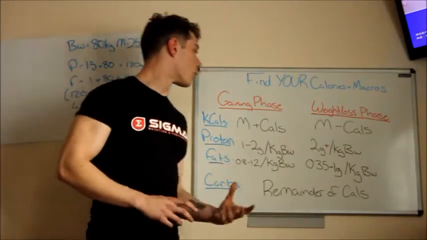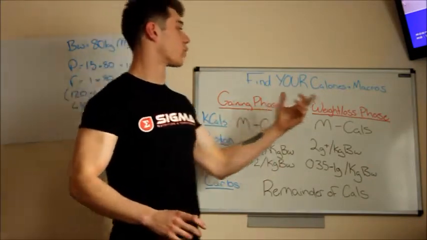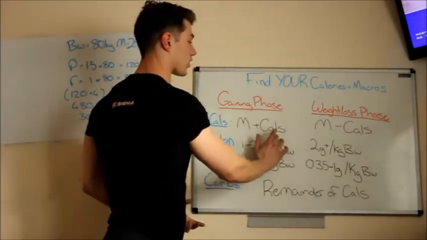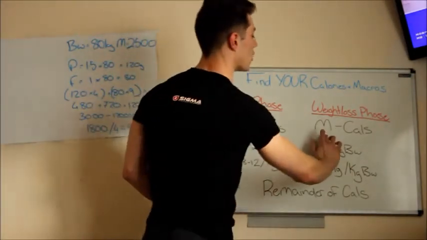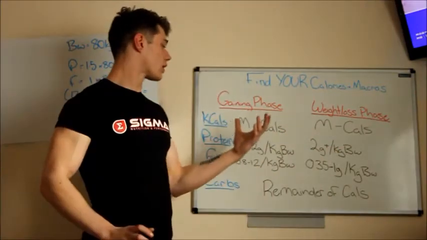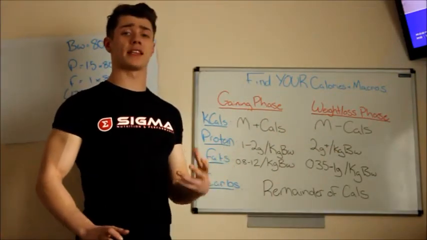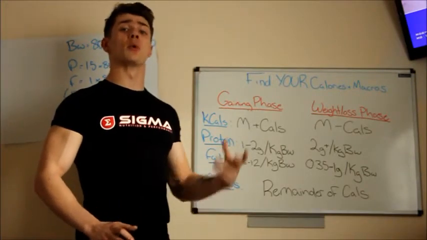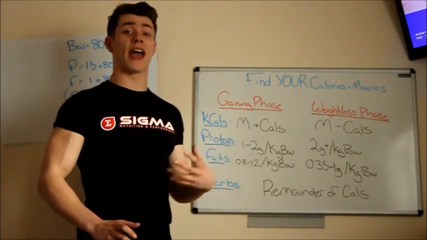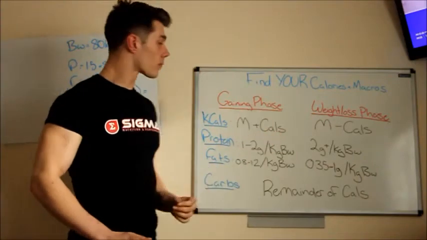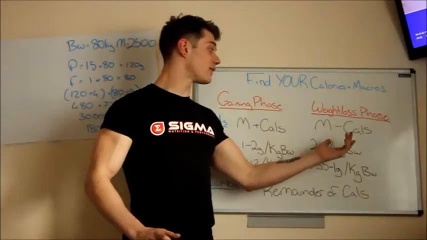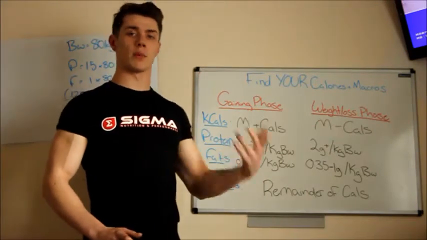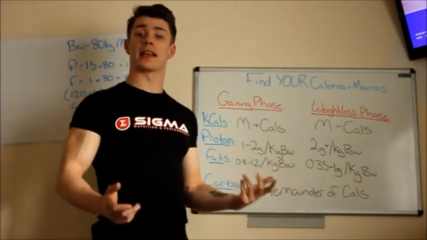So now, when going into either a gaining phase or a weight loss phase, in a gaining phase you add on extra calories, and in a weight loss phase we're going to remove calories. A gaining phase means we want to go into a calorie surplus, so we're taking in more energy than we are expending. And it is the inverse for our weight loss phase. We are trying to take in less calories than we are expending, thus ending up in a calorie deficit.